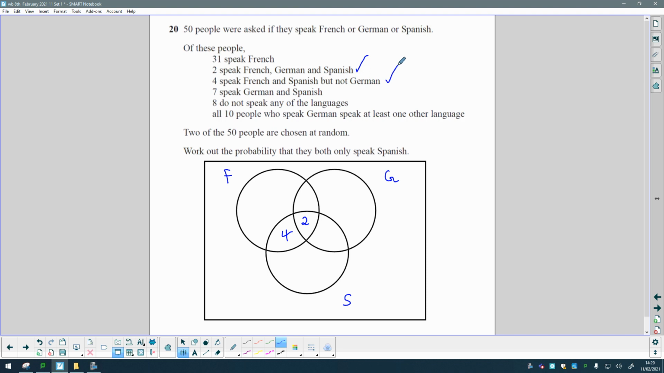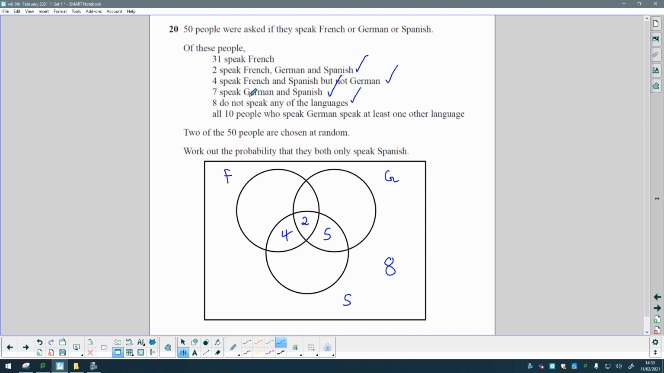Next, we're told that 7 speak German and Spanish. That means these 2 areas here speak German and Spanish. So to make that 7, that has to be 5. Okay, so that one's now dealt with. 8 do not speak any languages, so that's 8 outside the box here. Okay, so we've now dealt with that statement.